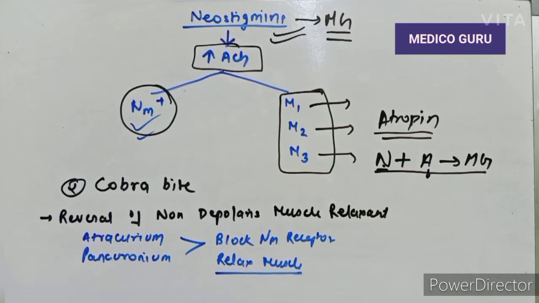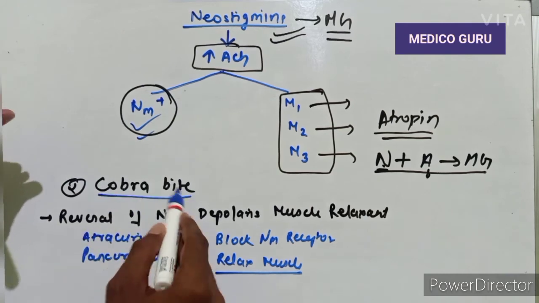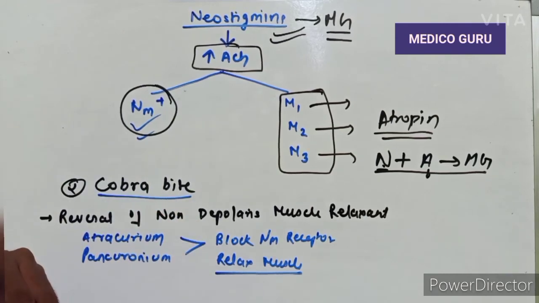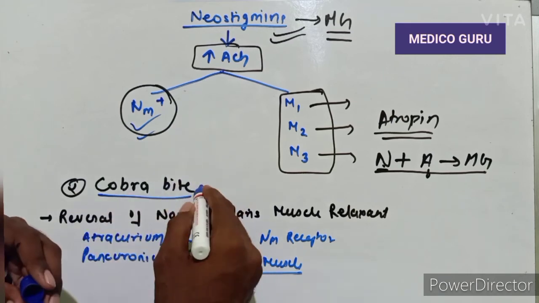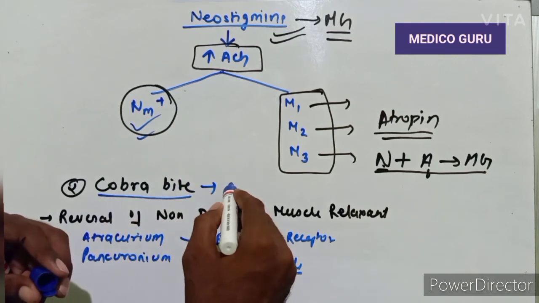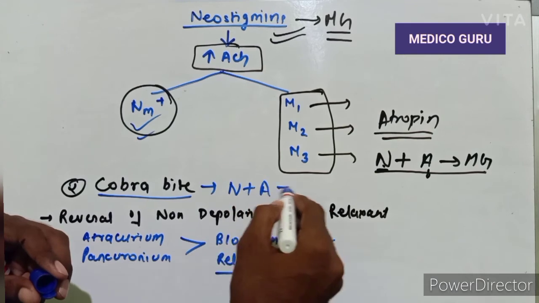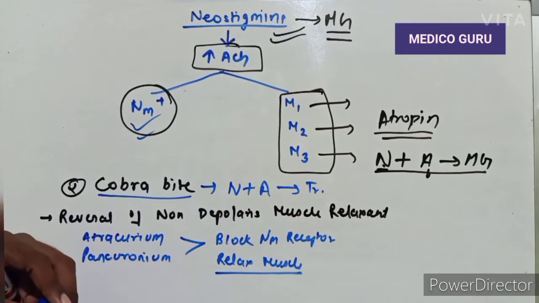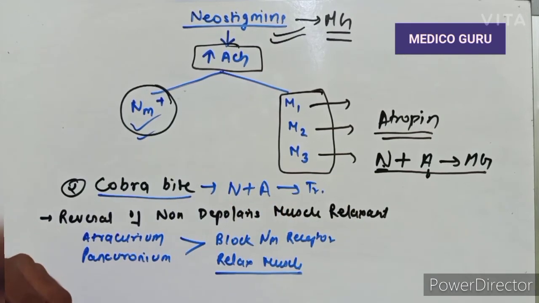Now move to another point, that is cobra bite. So what will happen in a cobra bite? Muscle weakness occurs due to the bite of a cobra. So to improve the muscle weakness, we can use neostigmine plus atropine in the treatment of cobra bite. In a cobra bite, there is muscle weakness and the symptoms are just like myasthenia gravis.